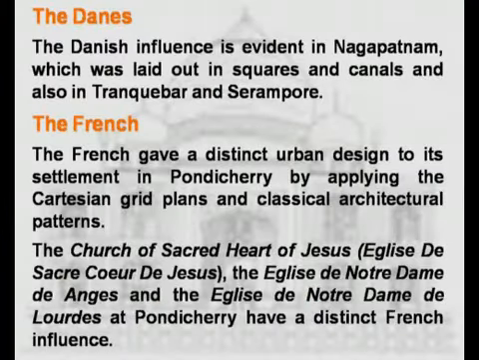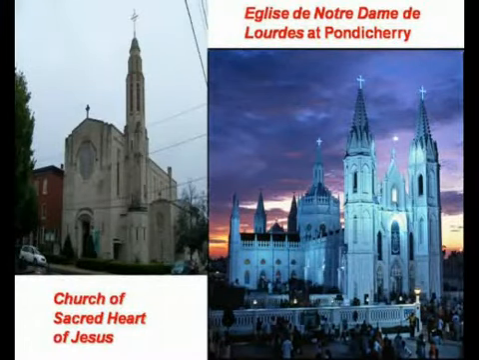Coming to the Danes, the Danish influence is evident in Nagapattinam, which was laid out in squares and canals, and also at Serampore. The French gave a distinct urban design to its settlement in Pondicherry by applying the Cartesian grid plans and classical architectural patterns.